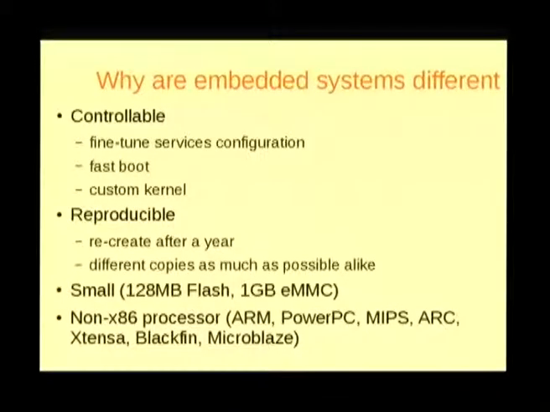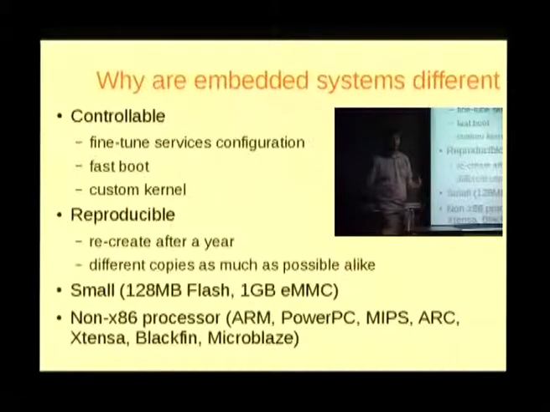So why are embedded systems different? There are many reasons why embedded systems are different, but here I'm going to focus on the things that make it different from the perspective of a distro. One of the most important things is that it has to be controllable. In a normal desktop system, you basically want to be flexible in installing packages and configuring your system. In an embedded system, the developers really want to have control over as many aspects of the system as possible.